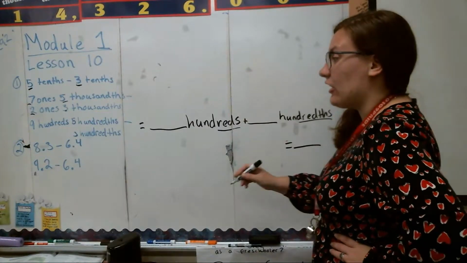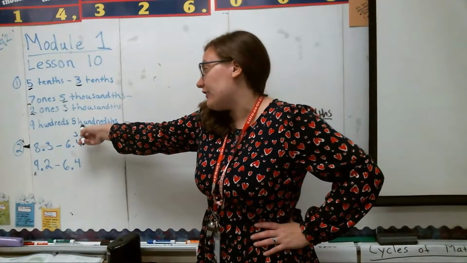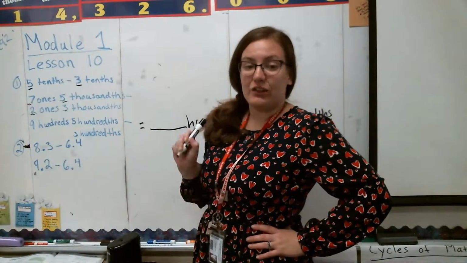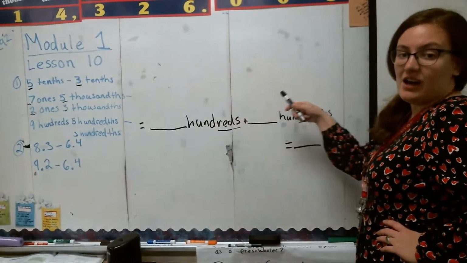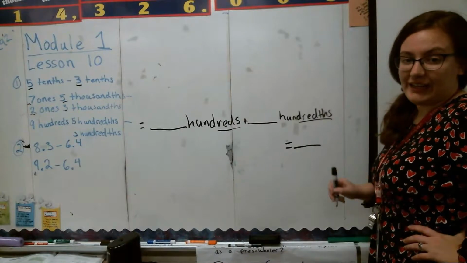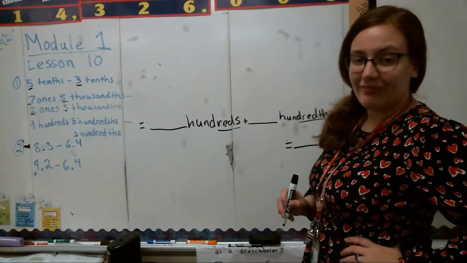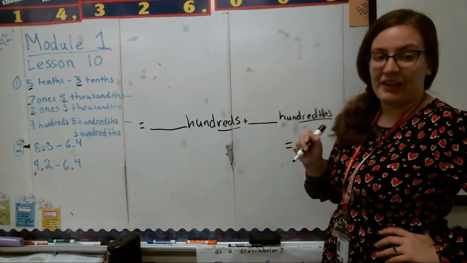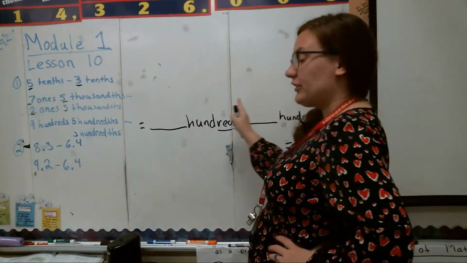So go ahead and solve this problem, 9 hundredths, 5 hundredths, minus 3 hundredths. Solve this using this right here, and then write your answer in standard form. All right, so you should pause the video and then unpause the video so you can check the answer to this problem.